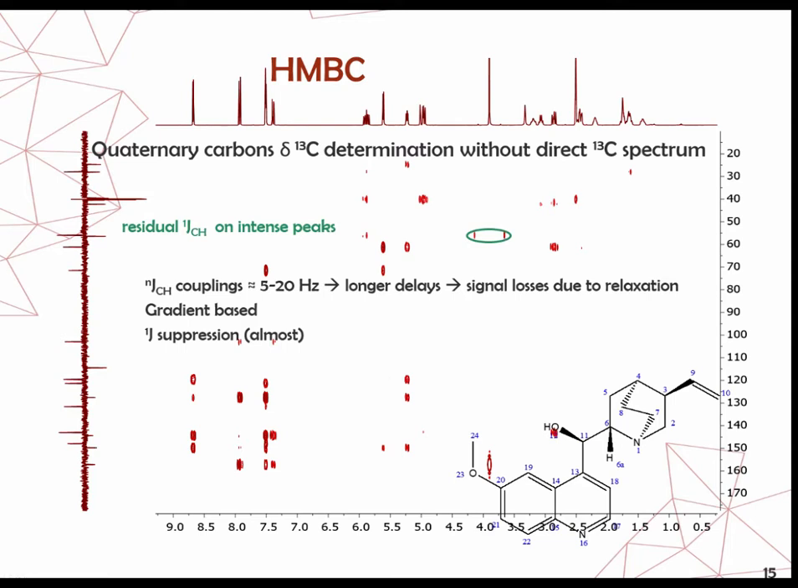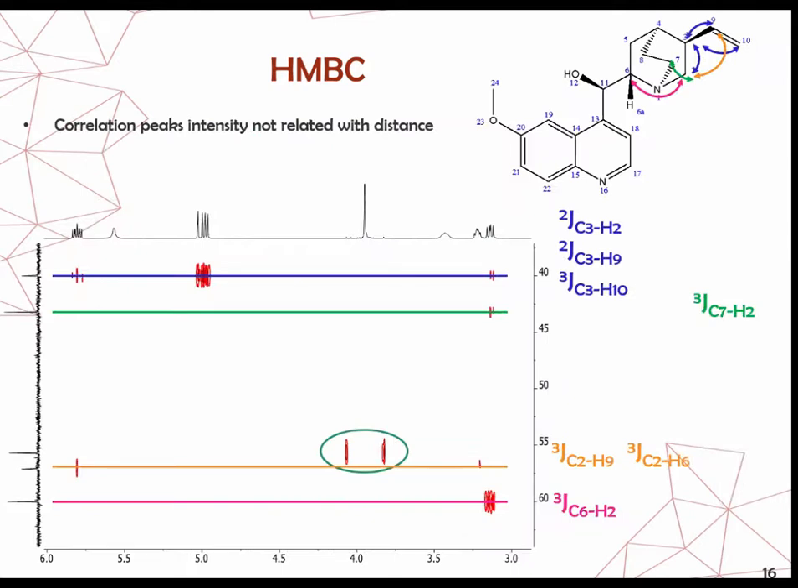For assignments or interpretations, remind that in HMBC we are looking for long-range coupling, but the correlation intensity is not related to the distance. Here, for example, on this line, we have the couplings of carbon 3 with H2, H9, and H10, and the most intense is here for the H10. So it's not related to the distance.